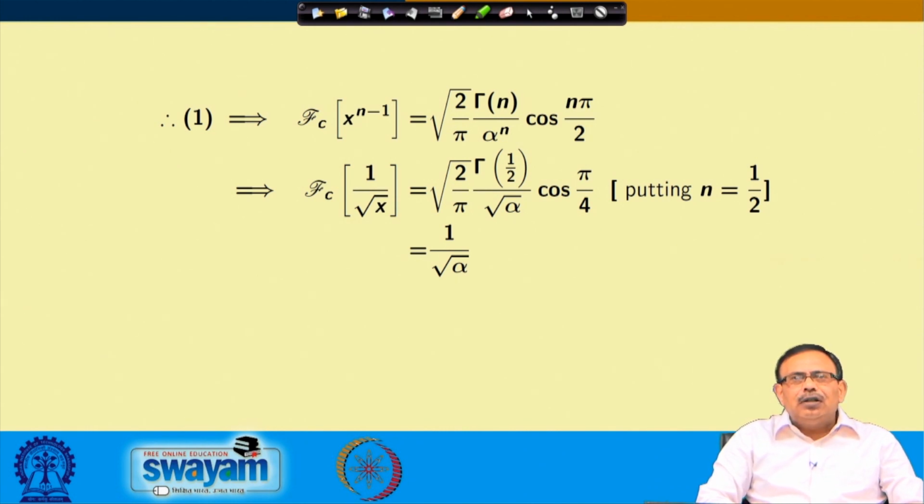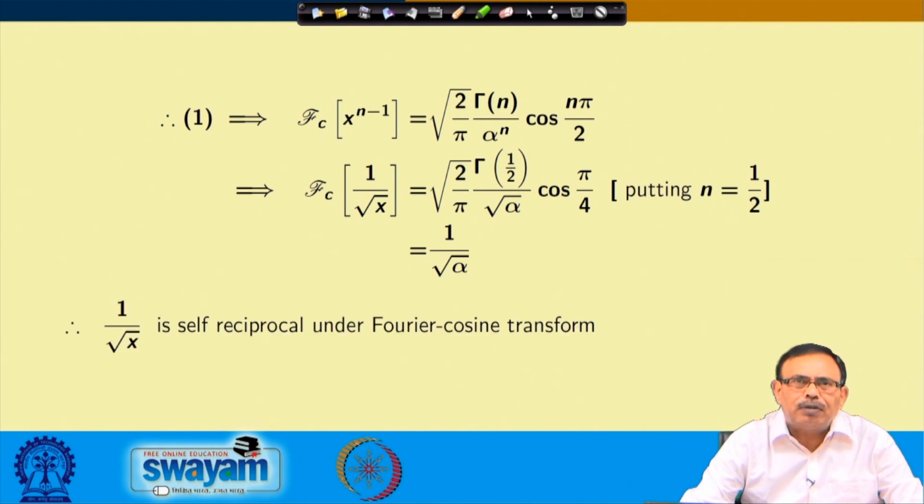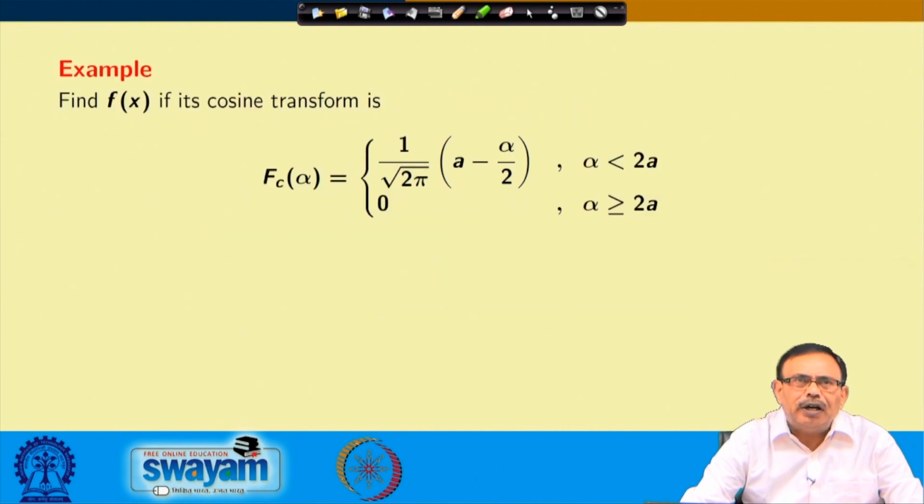So, once they are cancelling, you are obtaining 1 by root alpha, and we can say from here that the function 1 by root x is self reciprocal with respect to Fourier cosine transform, because we are obtaining the same function as the Fourier cosine transform of this. So, I hope the self reciprocal concept is also clear. So, that thing only we have written. Now, let us see the next example.